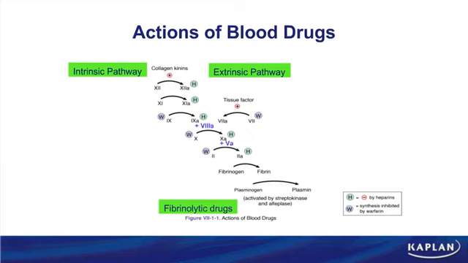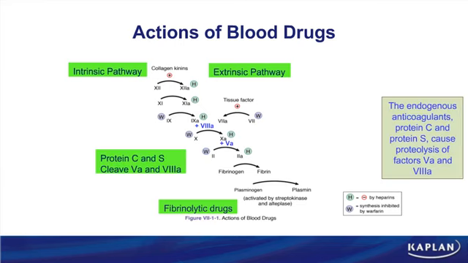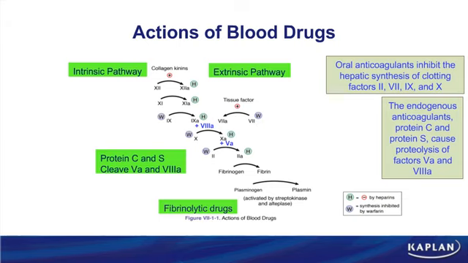You should remember that both protein C and protein S, which are our body's own endogenous anticoagulants, work by cleaving factors 5A and 8A, and by stopping these cofactors, they inhibit the clotting cascade. Now that we've covered the normal parts of this diagram, let's focus on the site of action of warfarin. Warfarin acts on factors like factor 2, factor 7, factor 9, and factor 10.